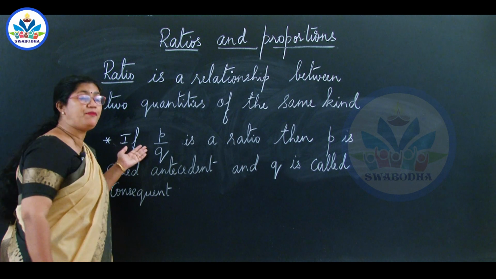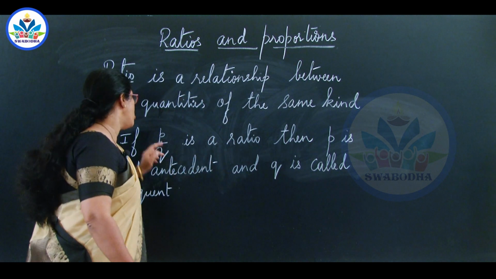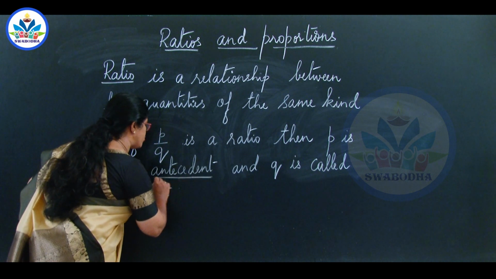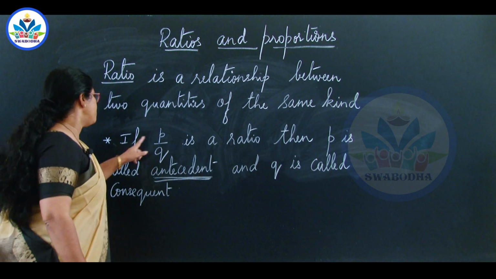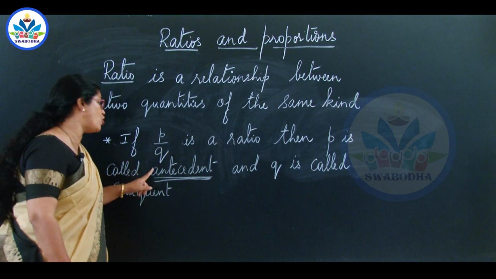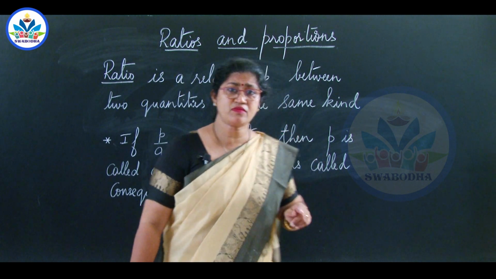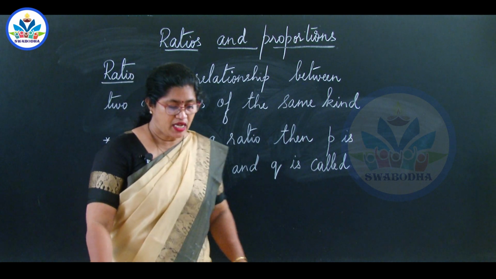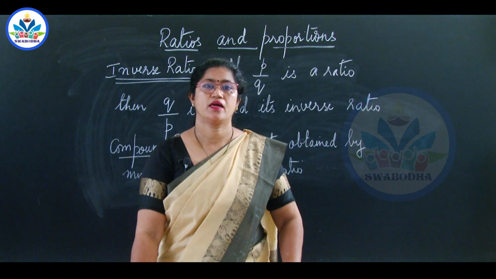Now, if P by Q is a ratio, then the first term or the numerator is called as, important to know the definition or just what the term stands for. The first term, that is P, is called as antecedent, and the second term Q is called as the consequent. Now, we will learn some types of ratios.